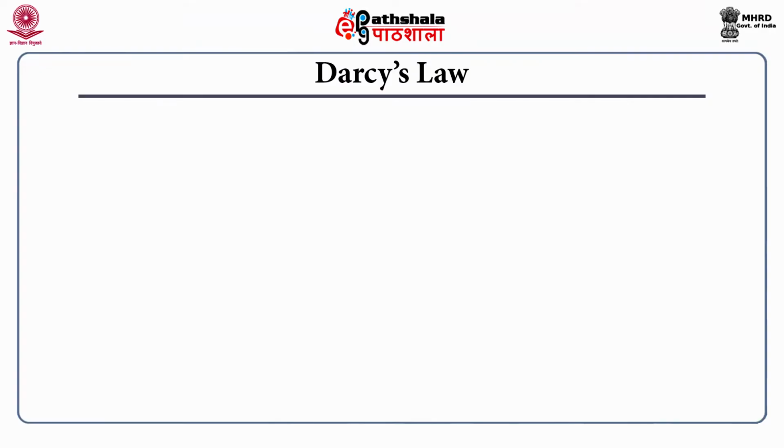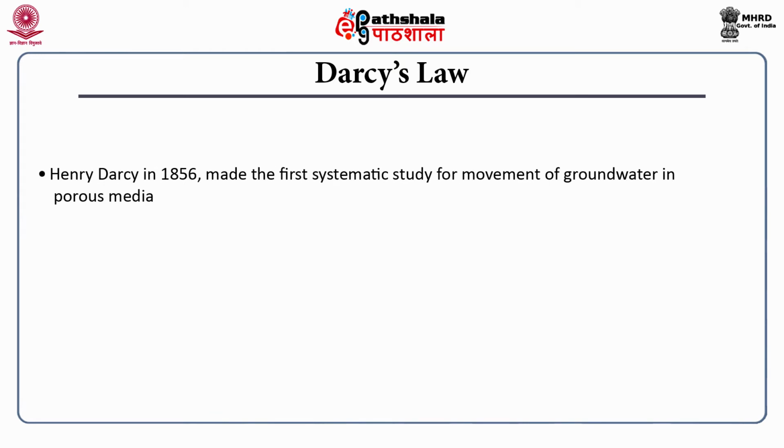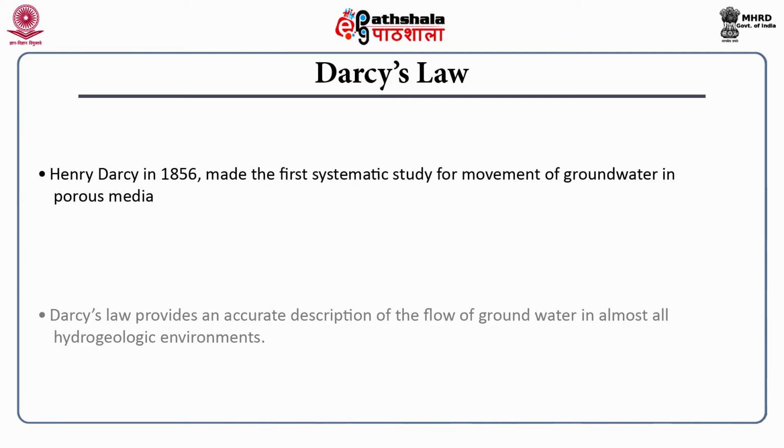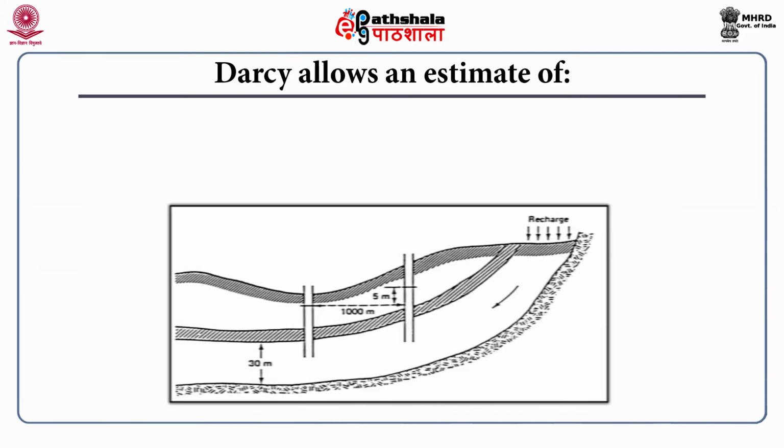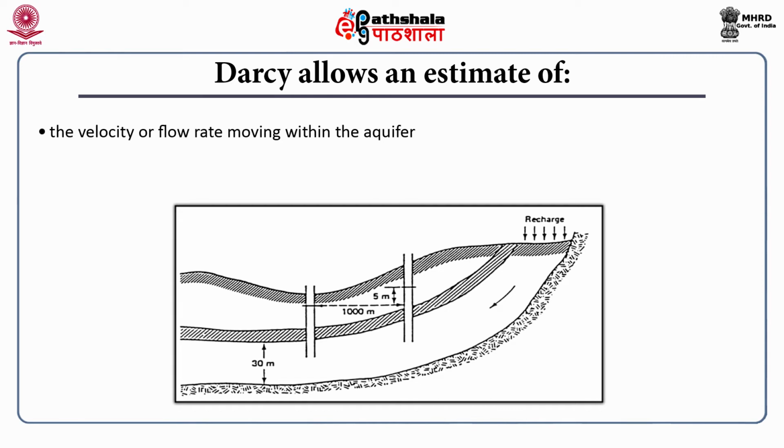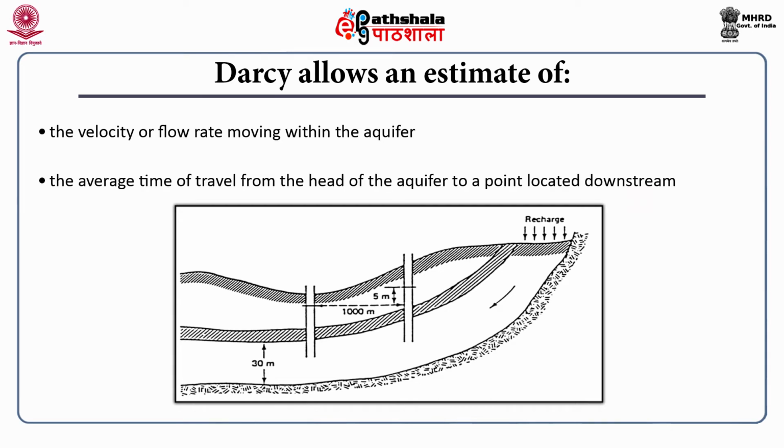So, for understanding groundwater hydraulics, let us come to the main equation, which is known as Darcy's equation. Henry Darcy, a Frenchman, proposed this law in 1856. He made the first systematic study of the movement of groundwater in the subsurface. Darcy's law provides an accurate description of the flow of groundwater in almost all hydrogeological environments. Darcy's law allows an estimation of the velocity or the flow rate moving within the aquifer, and the average time of travel from the head of the aquifer to a point located at some downstream site.